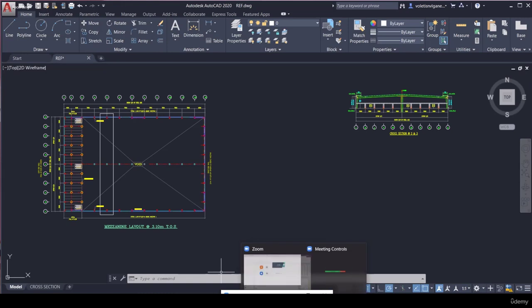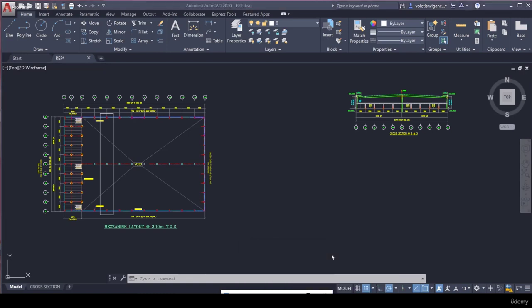Where is the chat button? Not this one. Is that?